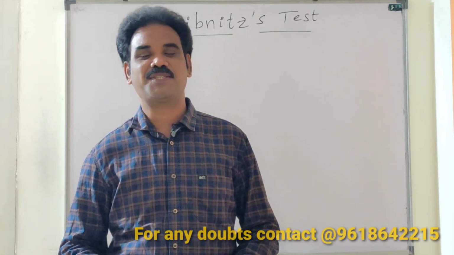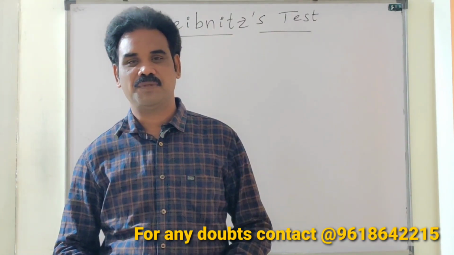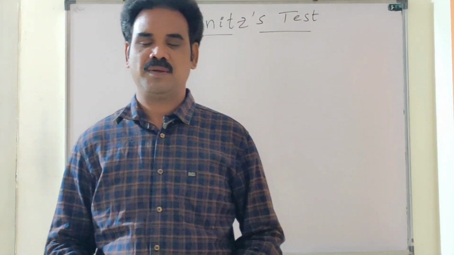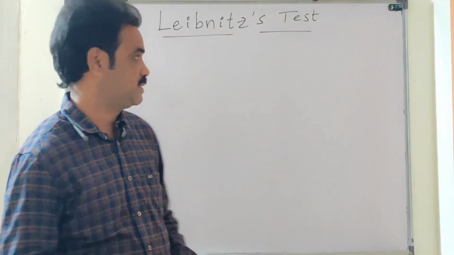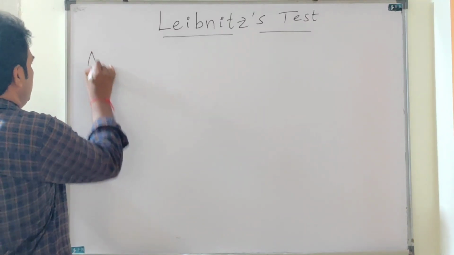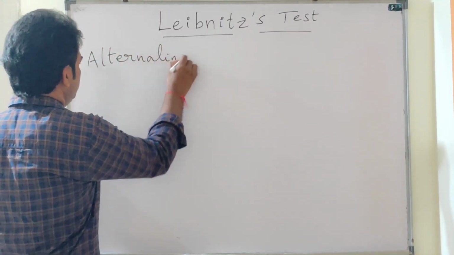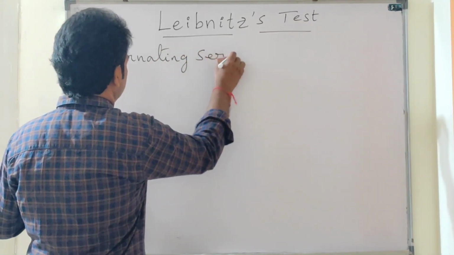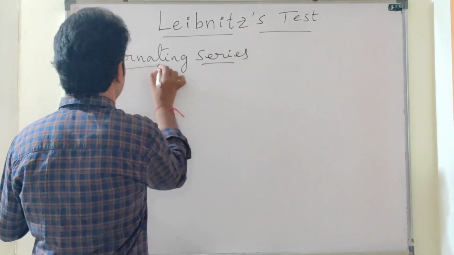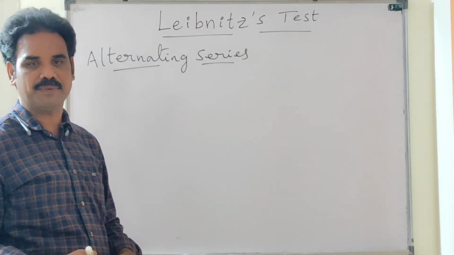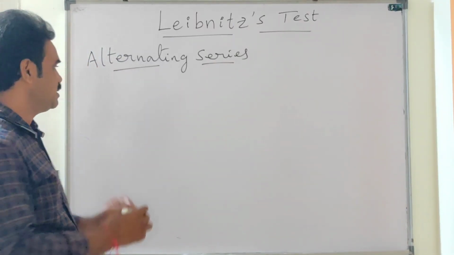Hello students, today's topic is Leibnitz test, which is used to test the convergence of an alternating series. Now let us see what is an alternating series. A series whose terms are alternatively positive and negative is called an alternating series.